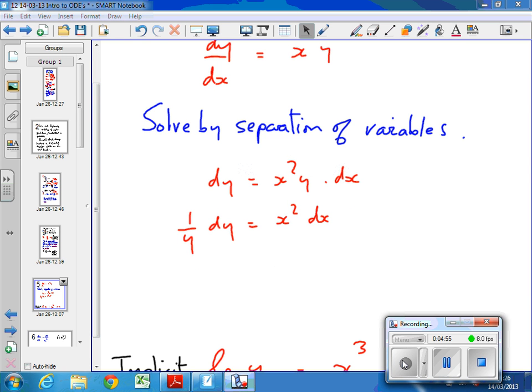Now I integrate both sides. I integrate 1 over y with respect to y, and I integrate x squared with respect to x. So by separating the variables, it means I can now integrate both sides. So that's what I do. The integral of 1 over y is log y, the natural log of y. And the integral of x squared is x cubed over 3 plus c. So there's this constant of integration. So we end up with that.